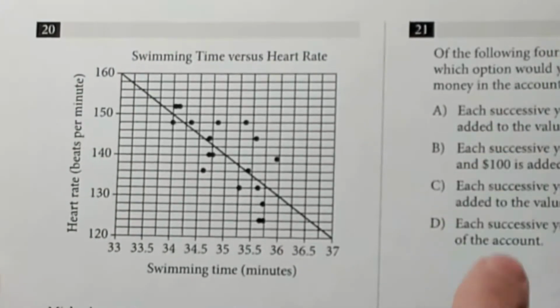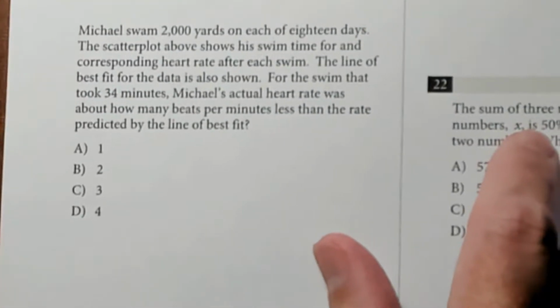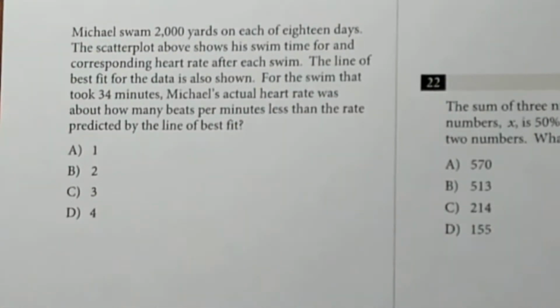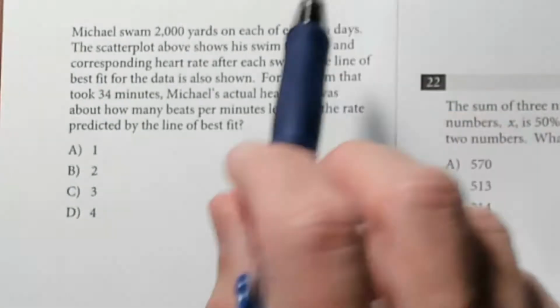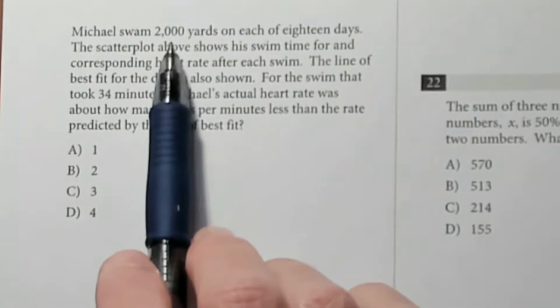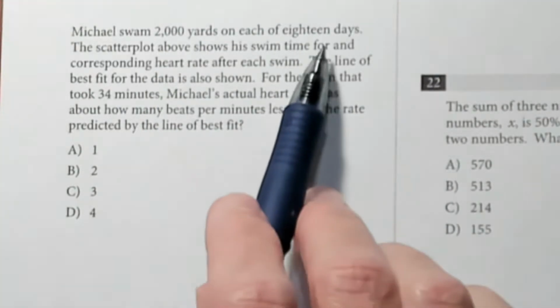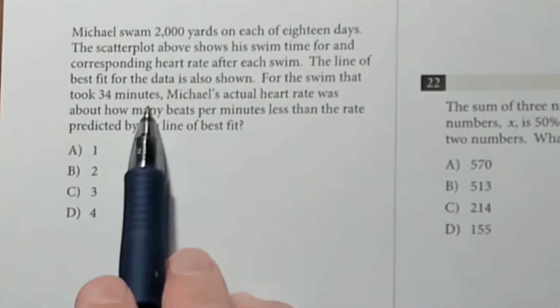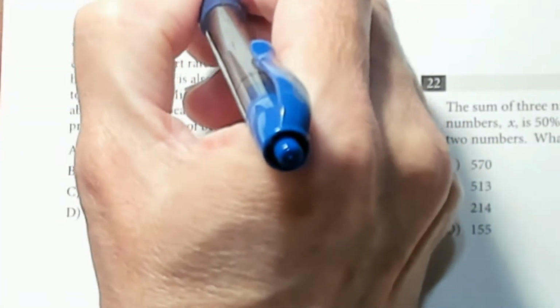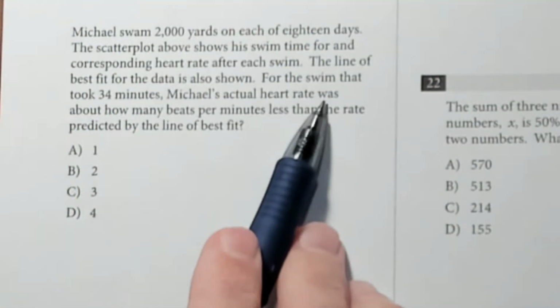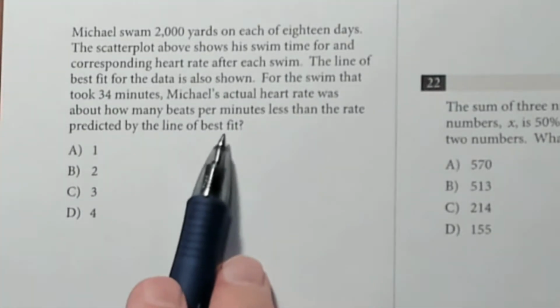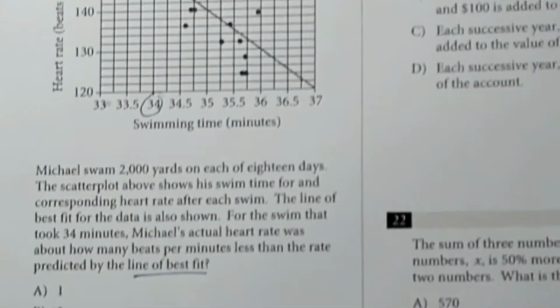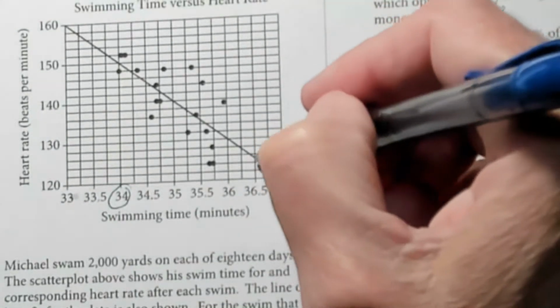So you can look at the graph. And there you go. There's more of the problem. Now I'm going to do this. So Michael swam 2,000 yards for 18 days. For the swim that took 34 minutes, okay, 34 minutes is right here. His actual heart rate was about how much less than the line of best fit? What's the line of best fit? The line of best fit is this straight line here.